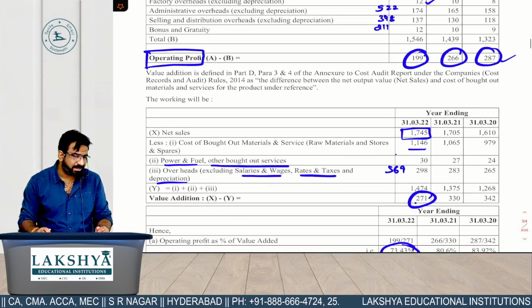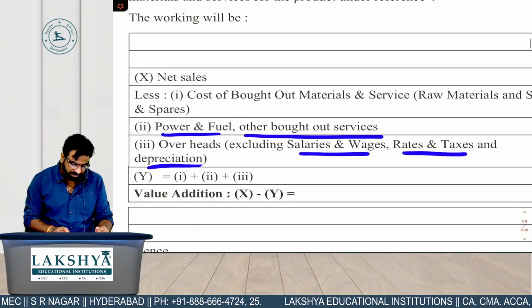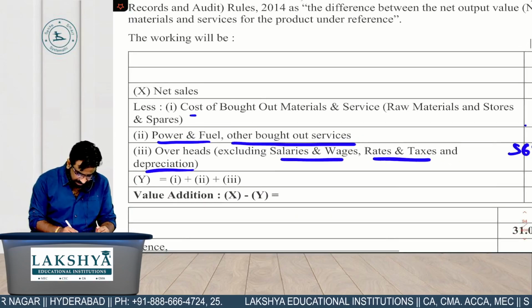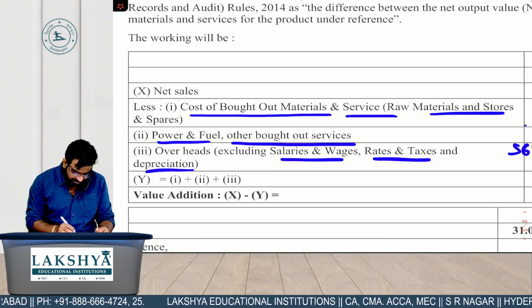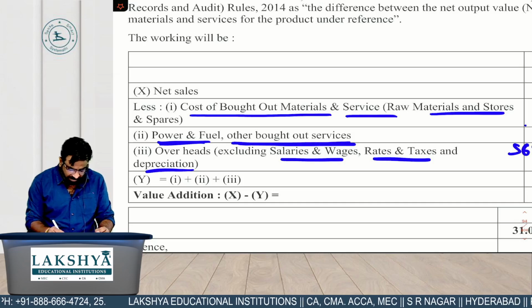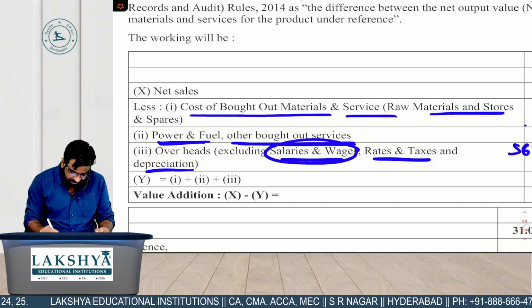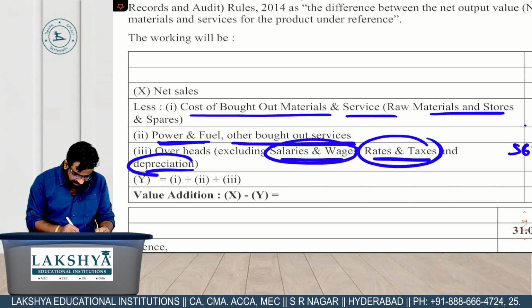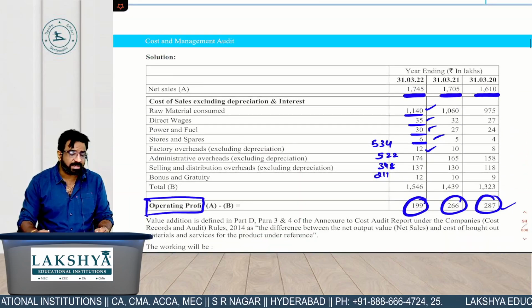इन द सेकेंड ईयर एंड थर्ड ईयर. व्हाट इज द वैल्यू एडिशन का फॉर्मूला? पहले फॉर्मूला पढ़ लो. नेट सेल्स माइनस कॉस्ट ऑफ बॉट आउट मटेरियल्स एंड सर्विस ऑफ स्टोर्स एंड स्पेस minus power, fuel and other bought out services, overhead excluding what? Rates and taxes and depreciation. अब करो 17,0.